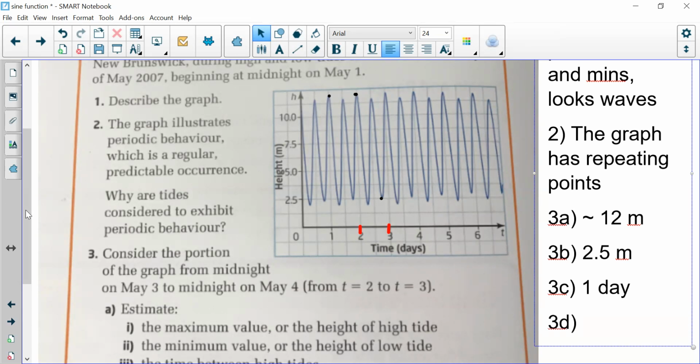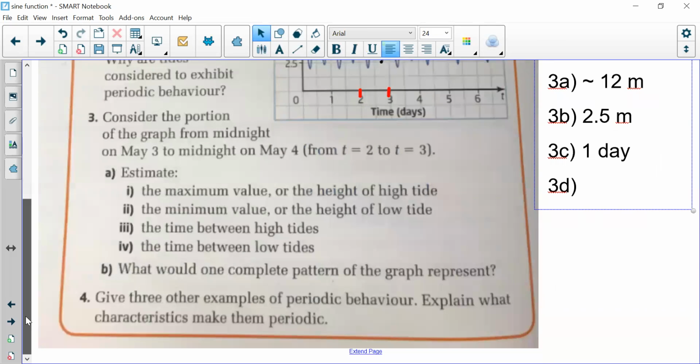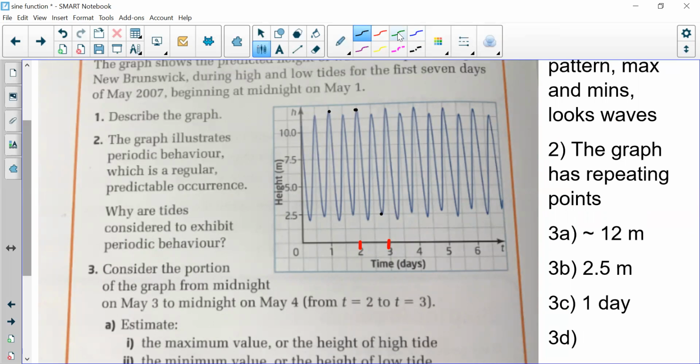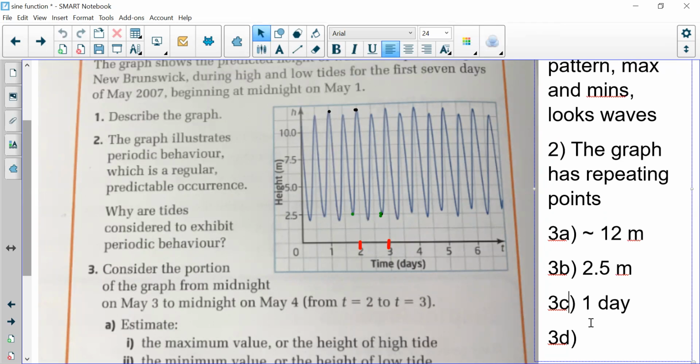All right, let's see what's next. Oh, these are all part of 3A. Okay, hold on, I'll change that. What's the time between the low tides? So let's go back up here. Let me pick 2 low tides. We did pick this one here, and I'm gonna go to this one. What does it look like, guys? What's the time between the low peaks? 1 day.